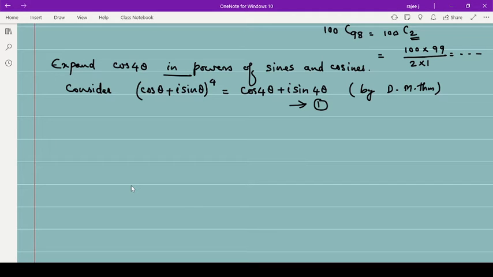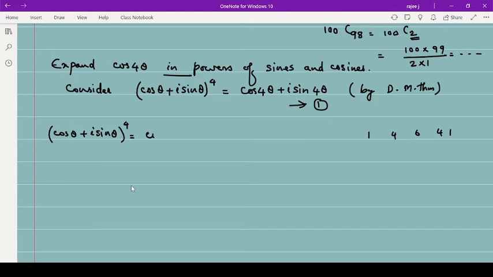Now we will take the left side, (cos theta plus i sin theta) raised to 4. Use the binomial theorem to expand this, or if you remember Pascal's triangle, write the coefficients. The coefficients are going to be 1, 4, 6, 4, 1, that means 4C0, 4C1, 4C2, 4C3, 4C4. Or if you remember the (a plus b) raised to 4 formula, use that.